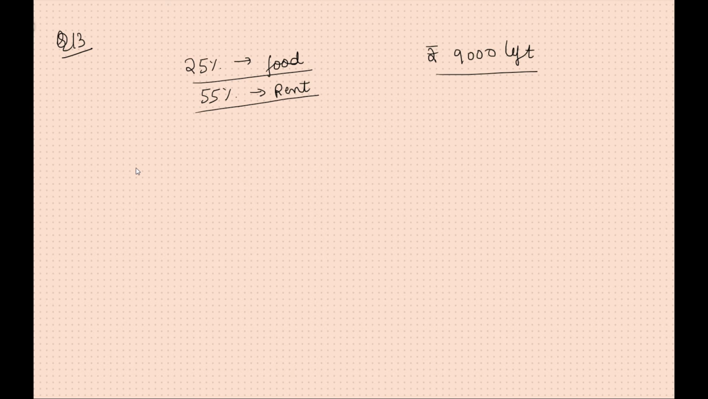So a man spent 25% of his money on food, 55% on rent, and the remaining 9,000 rupees he has left after spending 25% on food and 55% on rent. He saved it. So 25% food, 55% rent and transport. So how much percent did he save? X%.